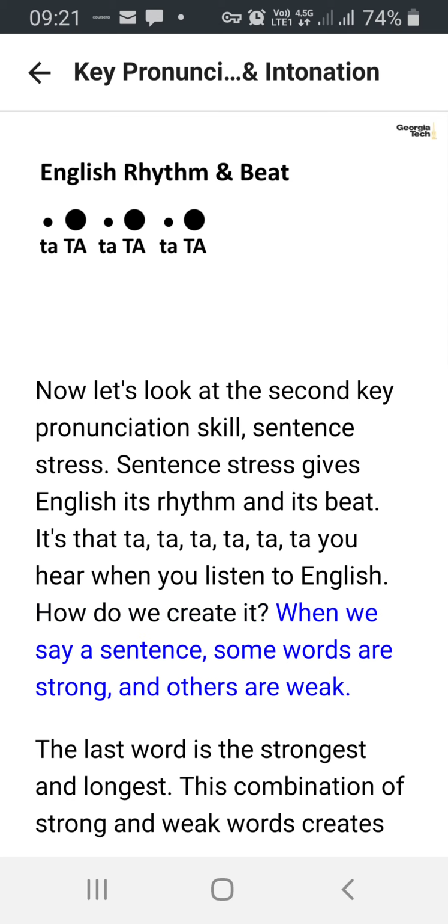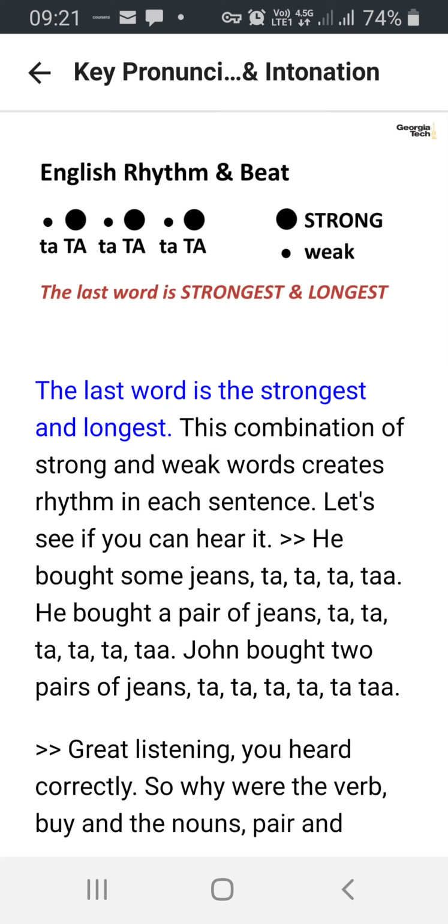When we say a sentence, some words are strong and others are weak. The last word is the strongest and longest. This combination of strong and weak words creates rhythm in each sentence. Let's see if you can hear it.